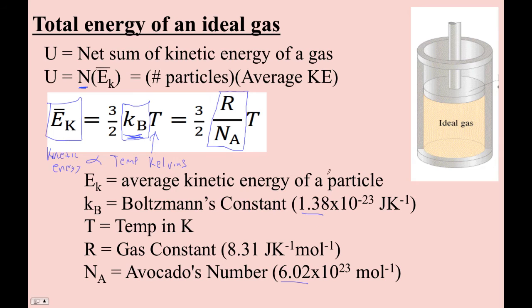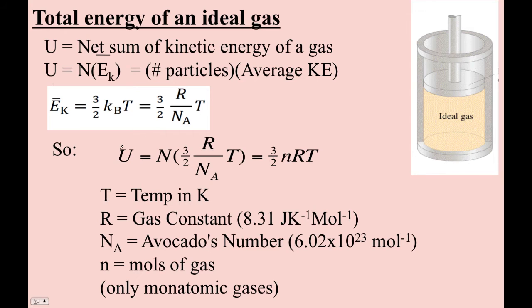Now, what we're going to do is we're going to make a formula for U. In fact, I'm going to just hit the right arrow here. The internal energy then is the number of particles you have times the average kinetic energy of each particle, right? So if we just simply multiply that by this, we come up with the equation of the day, with 3/2 nRT, right?